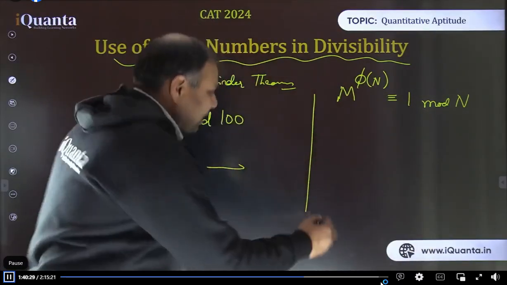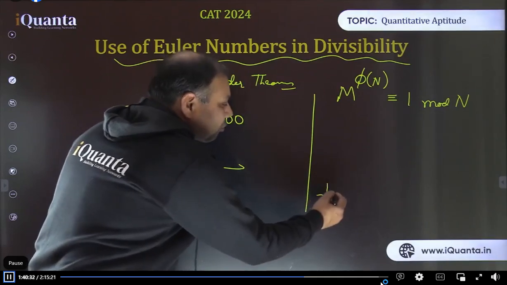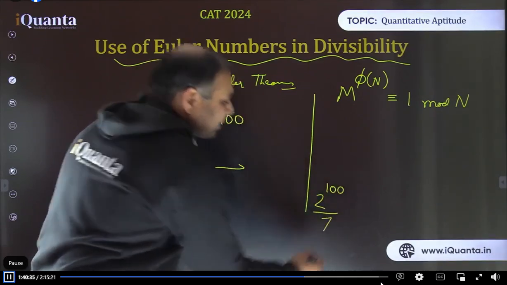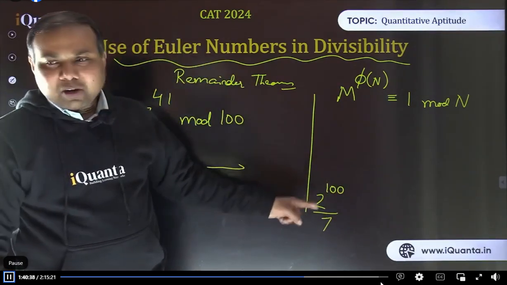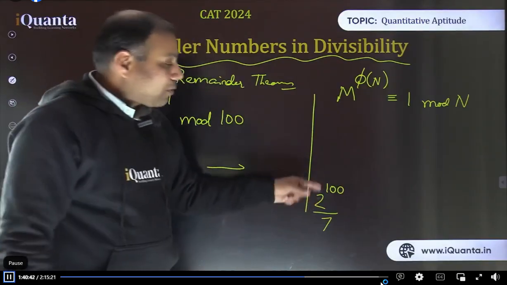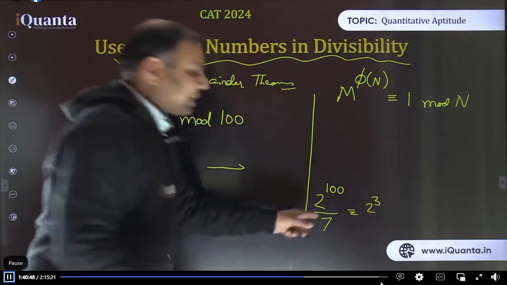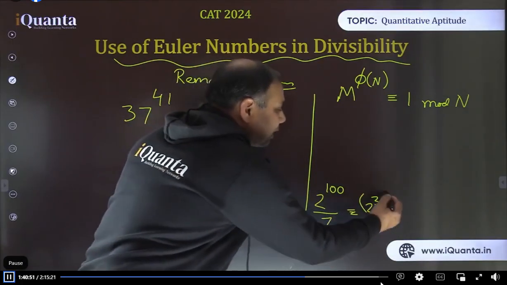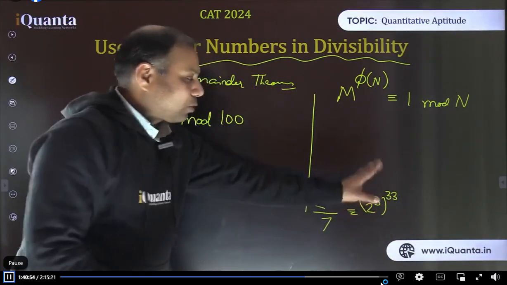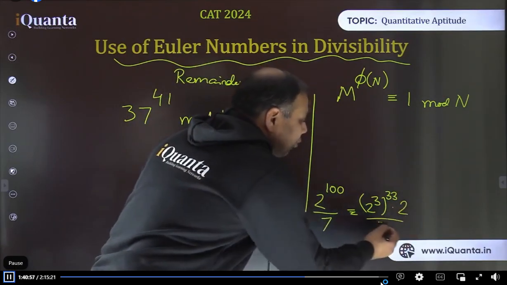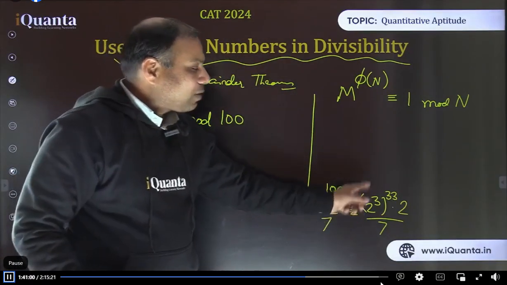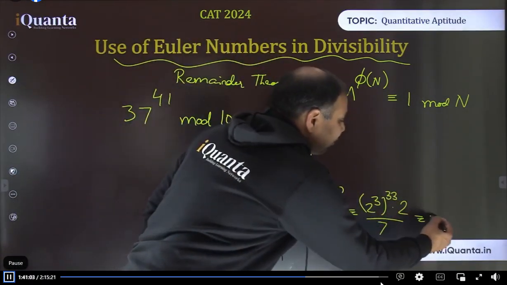Remember I was asking you just a few minutes ago what will be the remainder when 2 power 100 is divided by 7. It was difficult to calculate the value of 2 power 100. At that time we figured out that 2 power 3, when divided by 7, gives remainder 1. So we made groups of 2 power 3. How many groups? 33 groups. That makes it total 2 power 99, and one 2 was remaining. Each of these groups was giving remainder 1, so 1 into 1 into 1 into 2 gave the final remainder 2.